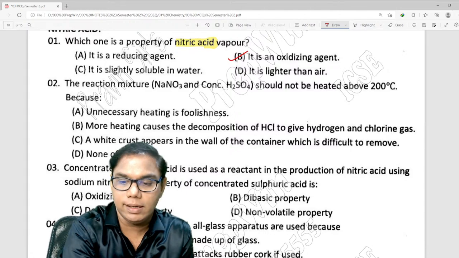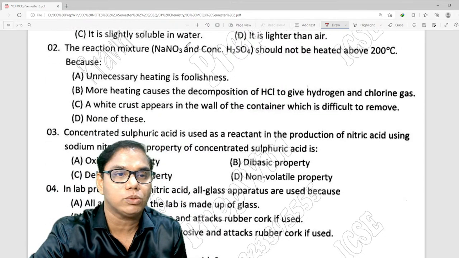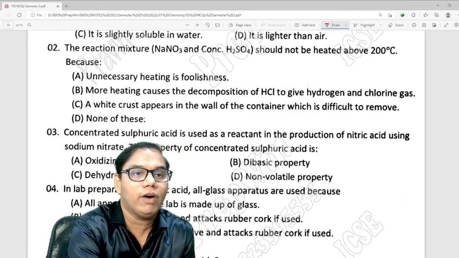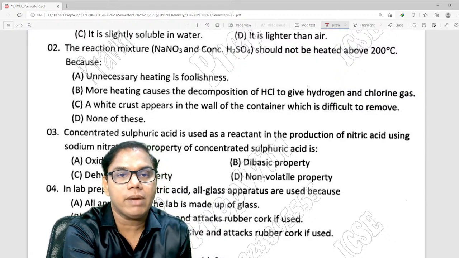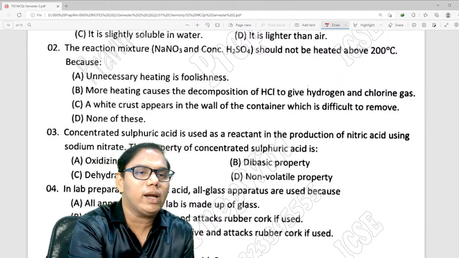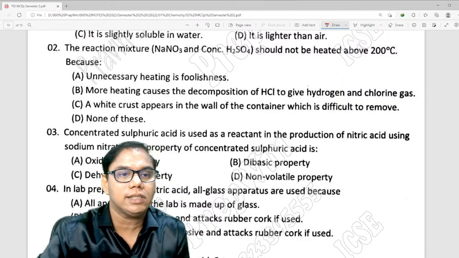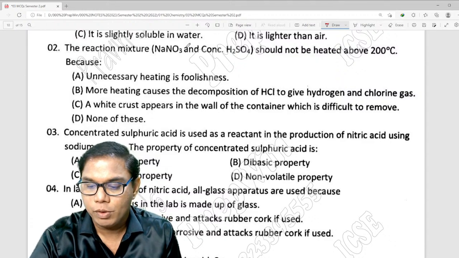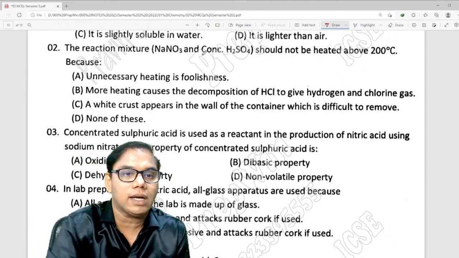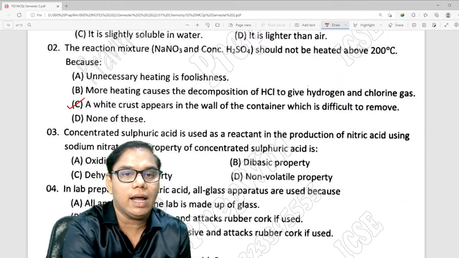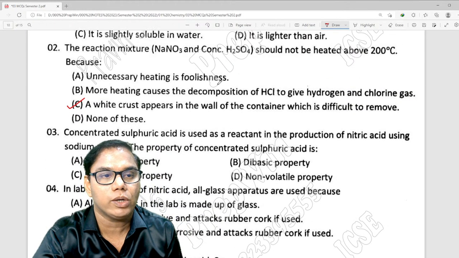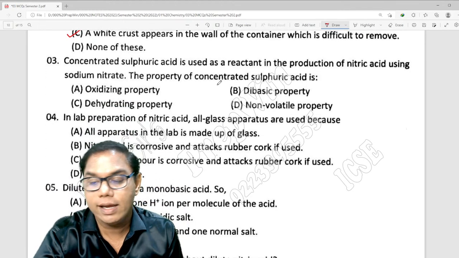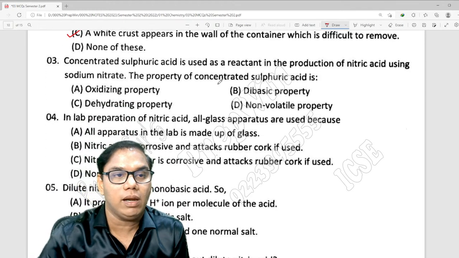By the time I was taking a water break, students are ready with their answer. The first answer is B. A reaction mixture of sodium nitrate and concentrated sulfuric acid should not be overheated. Everybody knows this. It forms a crust, which sticks to the walls and is difficult to remove. This question will definitely come, and we will get one mark easily.